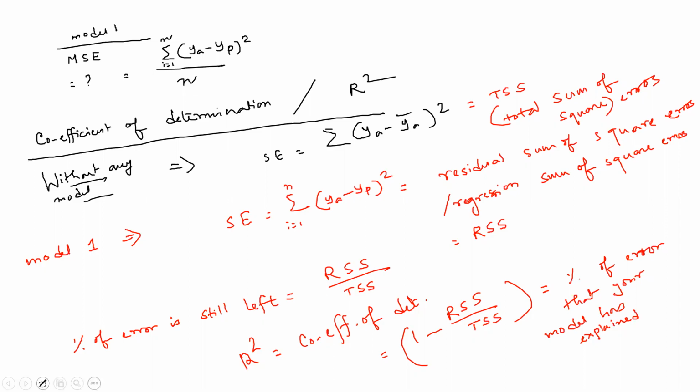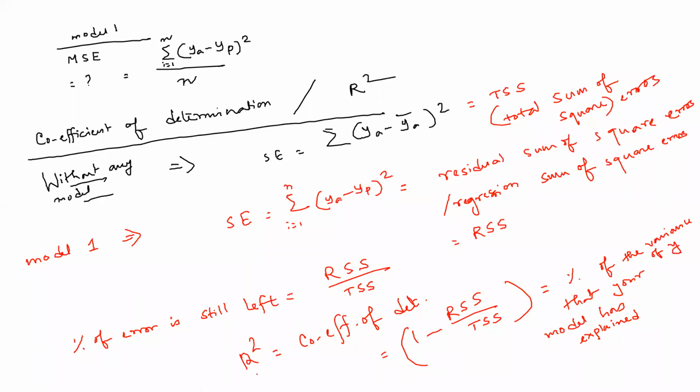Or you can call that, instead of, because percentage of total error is basically percentage of variance. This is a function of variance. You see, this is how the variance is measured, right? Divided by n and then take a square root, you get standard deviation. So percentage of the variance of y that your model has explained.